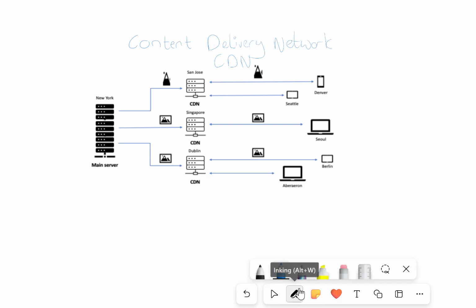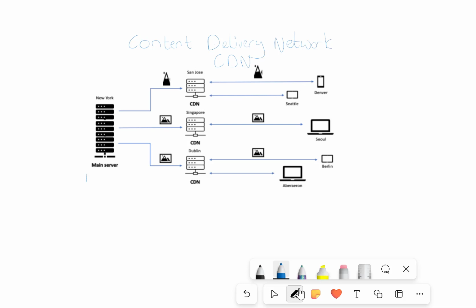Ladies and gentlemen, boys and girls, may I introduce you to CDN, Content Delivery Networks. This is something which you guys use all the time without even realizing. Happy days indeed. So what does this diagram show? I'm going to break it down with a simple example.